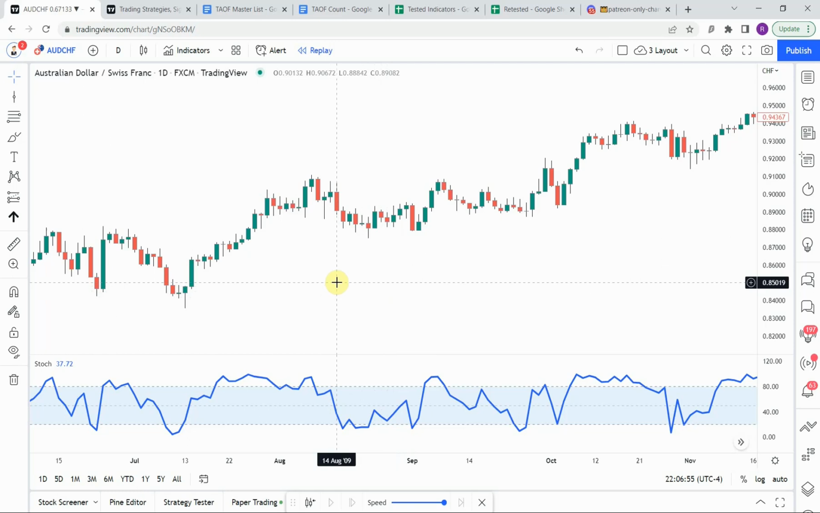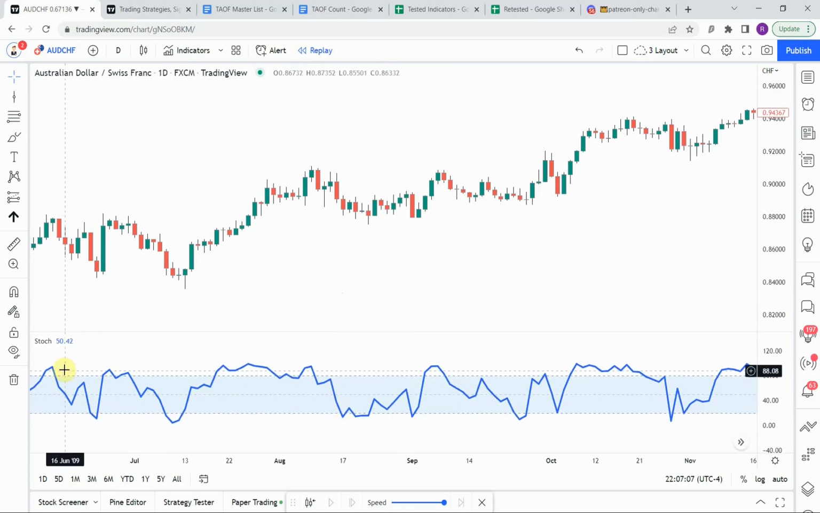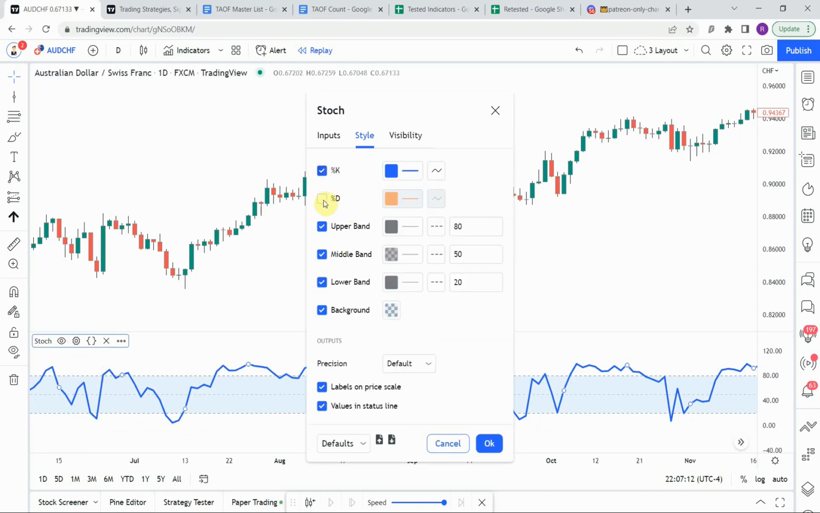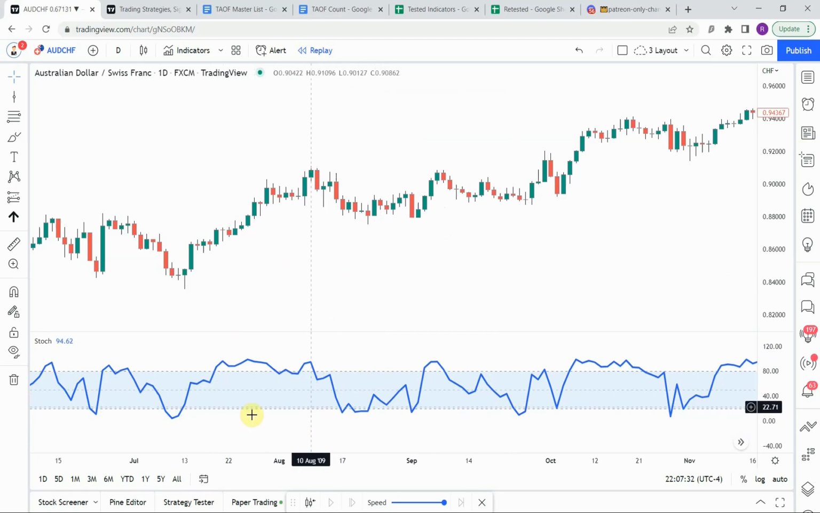In this particular case, how we used the indicator was an overbought, oversold type scenario, very similar to the RSI. And so I have gone in and bumped up the line weight of the %K, and I turned off the %D line in this particular case. And what we are looking for is when the %K, the blue line here, breaks up above the 80 mark, this top line, or when it breaks down below the 20 mark, this bottom line.